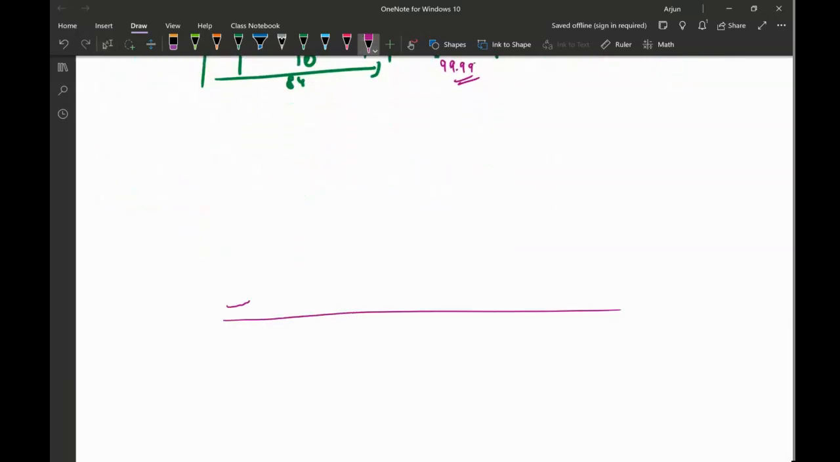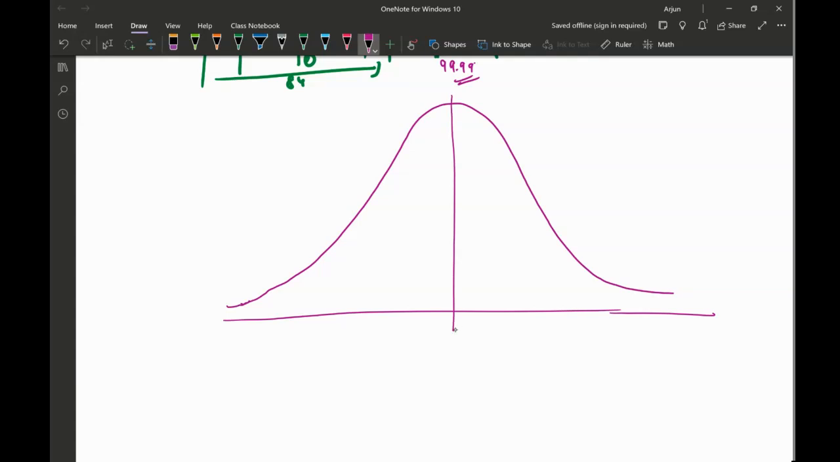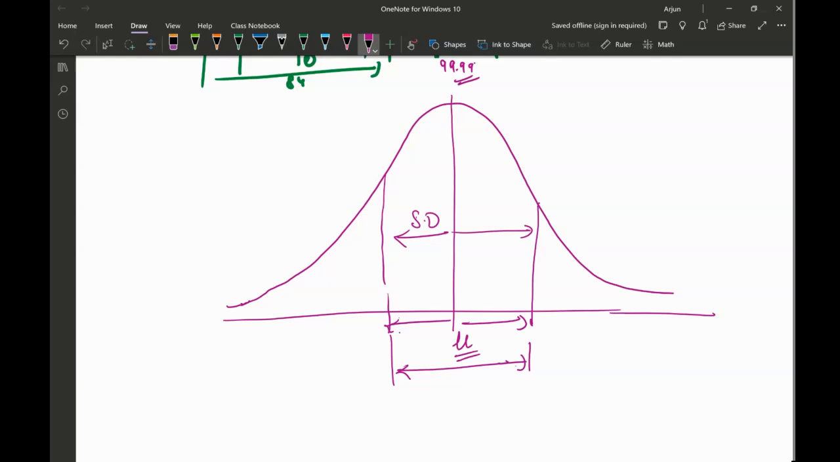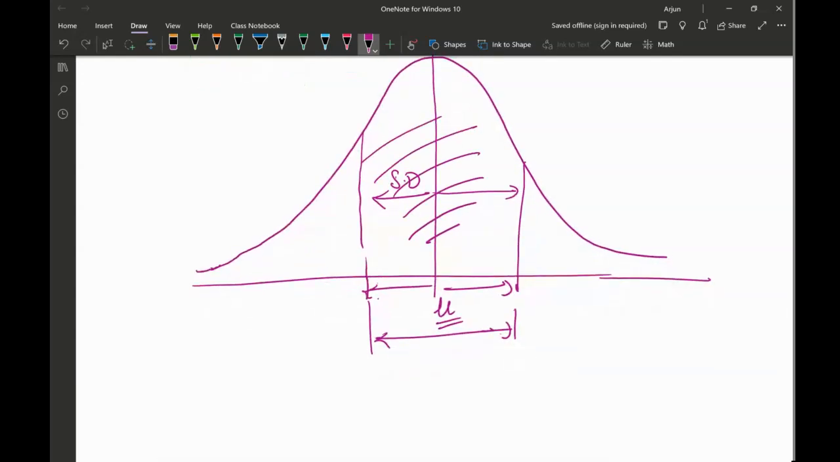We talked about this kind of graph being called a normal distribution graph, and this middle line is the mean line. On the left-hand side and the right-hand side of the mean line, we can figure out the standard deviation. This is one standard deviation to the left and one standard deviation to the right. If I combine them, they comprise 68% of the data.